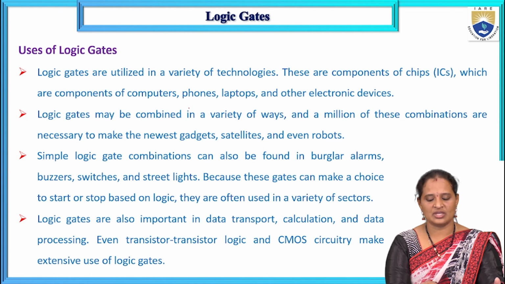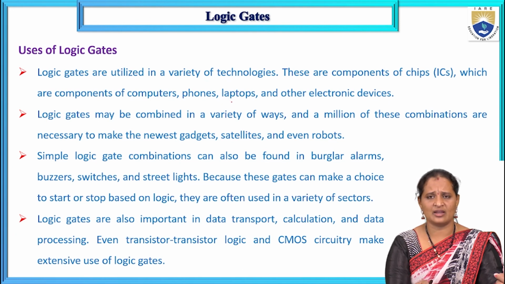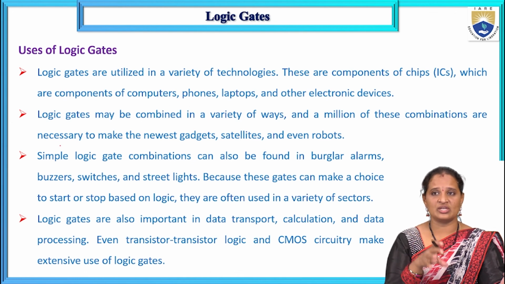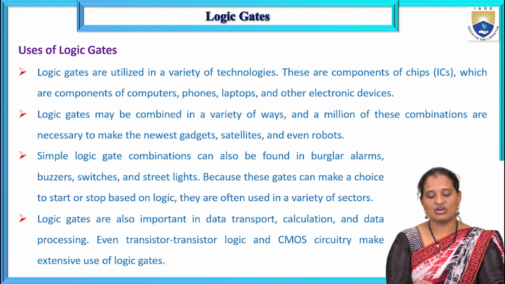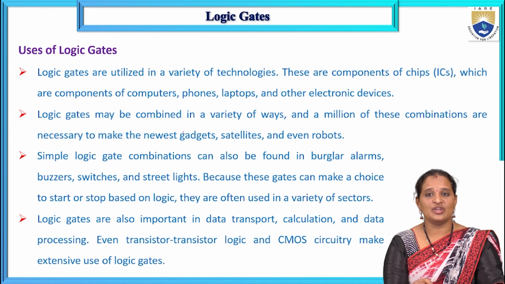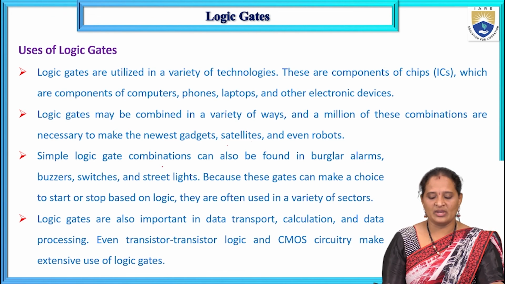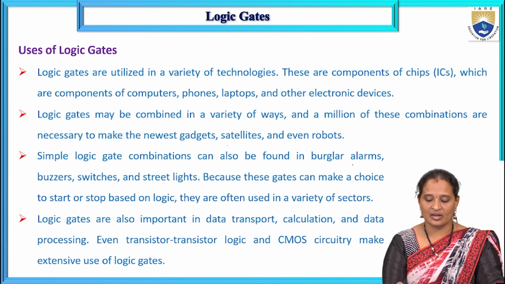Not only computers, even in phones we have memories, various slots, power supply units and so on. Everything will be implemented using logic gates. Every digital circuit is implemented with logic gates. Logic gates may be combined in a variety of ways, and a million of these combinations are necessary to make the newest gadgets, satellites, and even robots. Simple logic gate combinations can also be found in burglar alarms, buzzers, switches, and street lights.